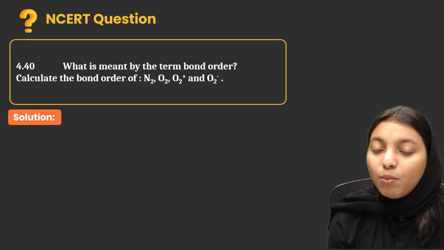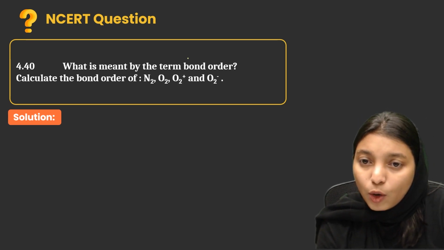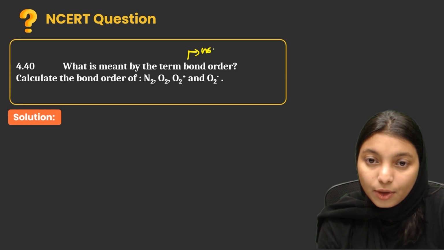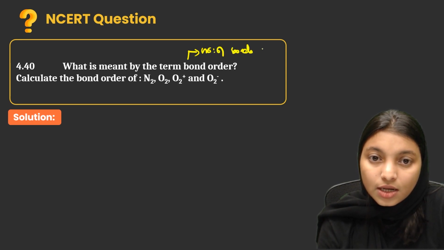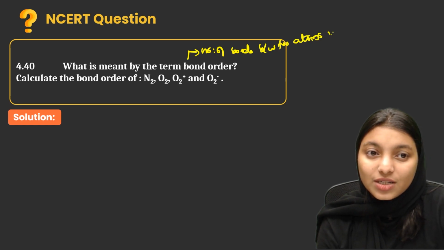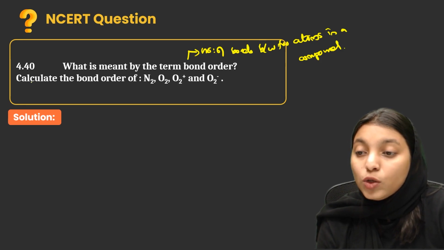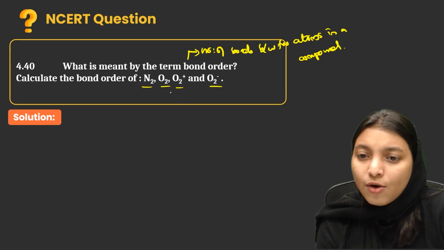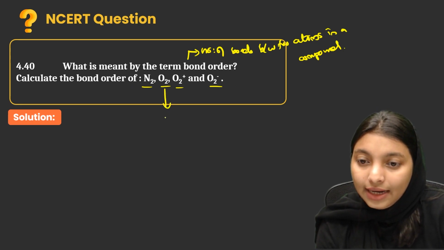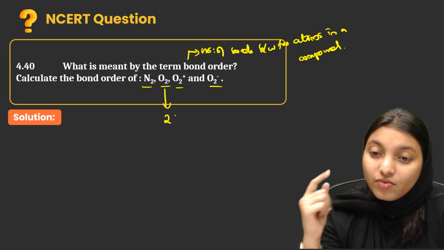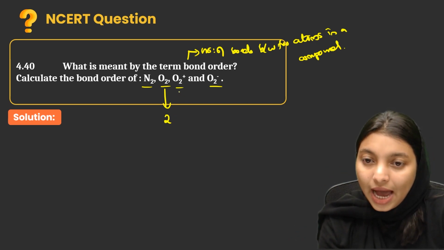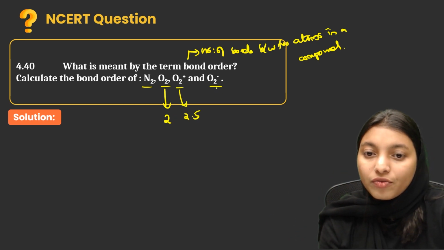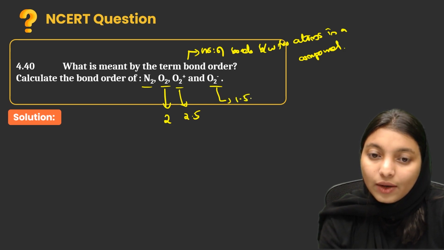What is meant by the term bond order? Bond order is the number of bonds between 2 atoms in a compound. Also calculate the bond order of N2, O2, O2 plus and O2 minus. For O2, we have already done that, we got 2 in the previous question. For O2 plus, we got 2.5, and for O2 minus, we got 1.5.